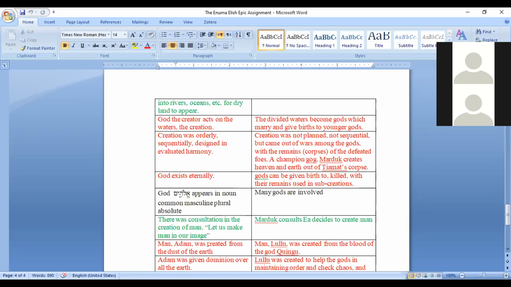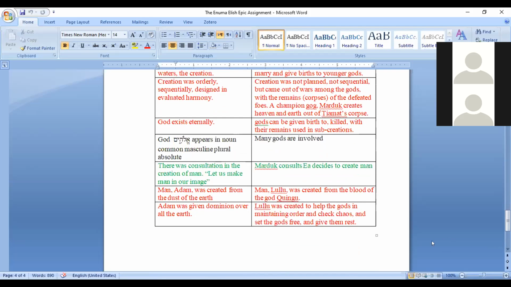Man, Adam, was created from dust of the earth. In the Enuma Elish, Lulu, the first man, was created from the blood of the god Kingu. Then, lastly, there's also a difference. Adam was given dominion to rule over the earth. Lulu was created to help the gods in maintaining order and checking chaos so that the gods can be set free and allowed to rest.